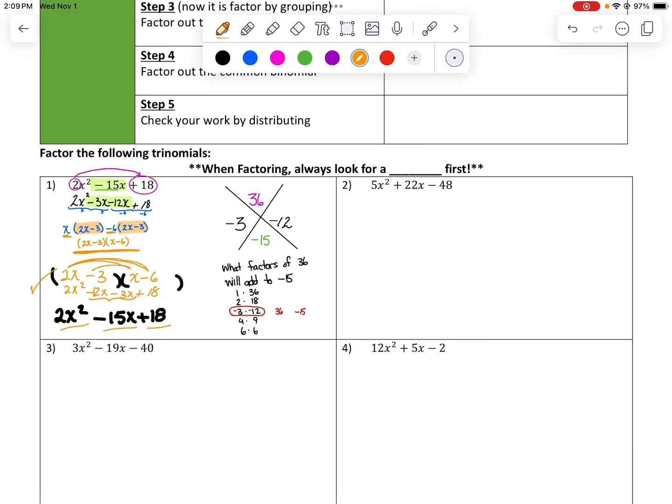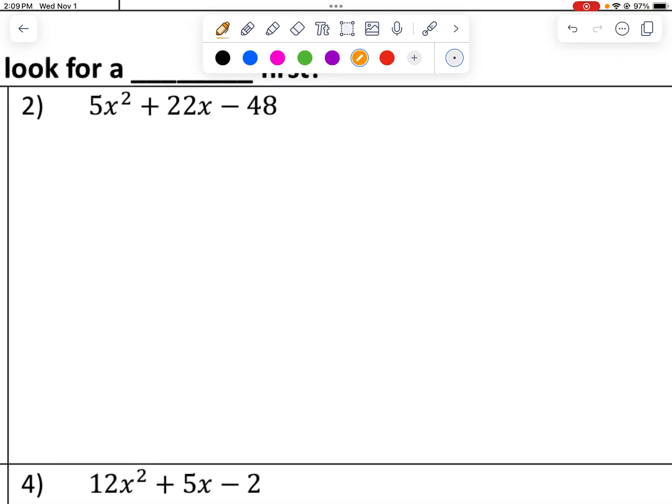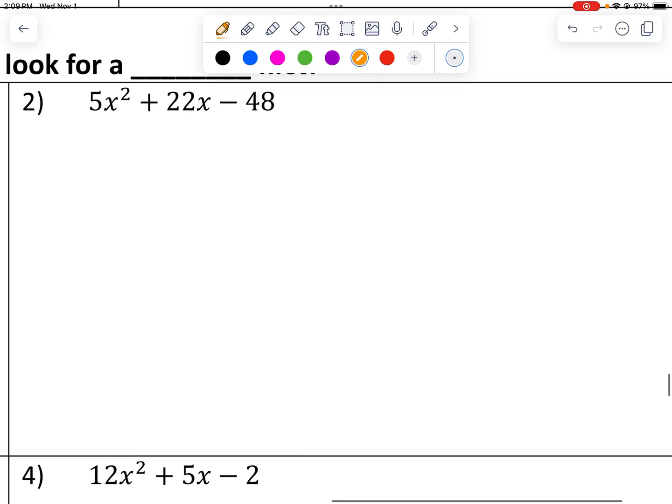All right, let's see if we can do this one a little more cleanly. As soon as I recognize that I have a number in front, called a lead coefficient, not 1, and by the way, 5 and 22 and negative 48 have nothing in common, nothing whatsoever, what I'm going to do is write 5x squared minus 48.